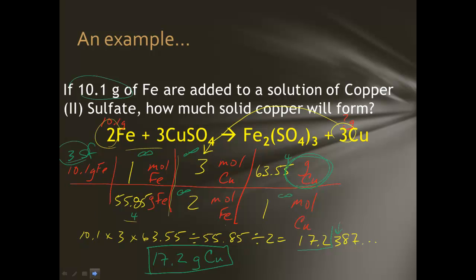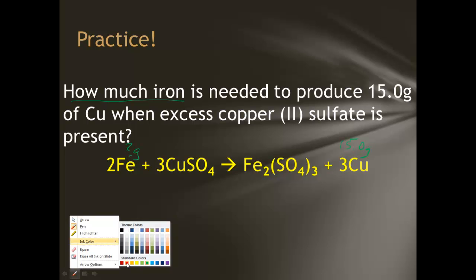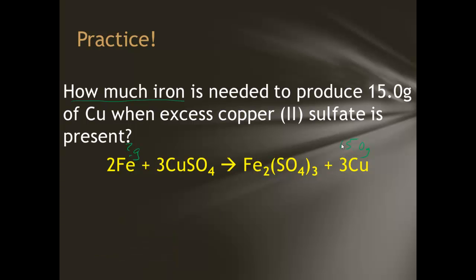Hey, so let's do another one here. How much iron is needed to produce 15 grams of copper when excess copper 2 sulfate is present? So right there is my question: how much iron? And again, it's a solid mass, so we're going to measure it in grams, is needed to produce 15 grams of copper. So you can see it almost looks like we're going to work it backwards, but not really. It works out the same way.